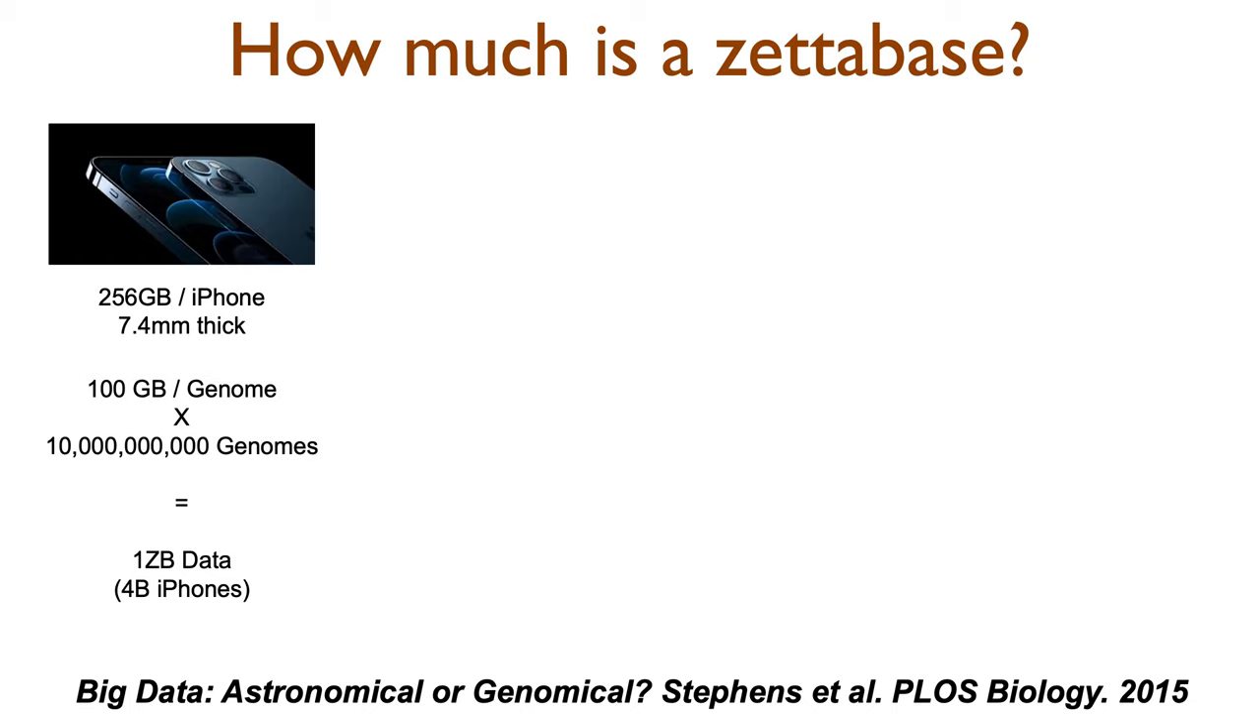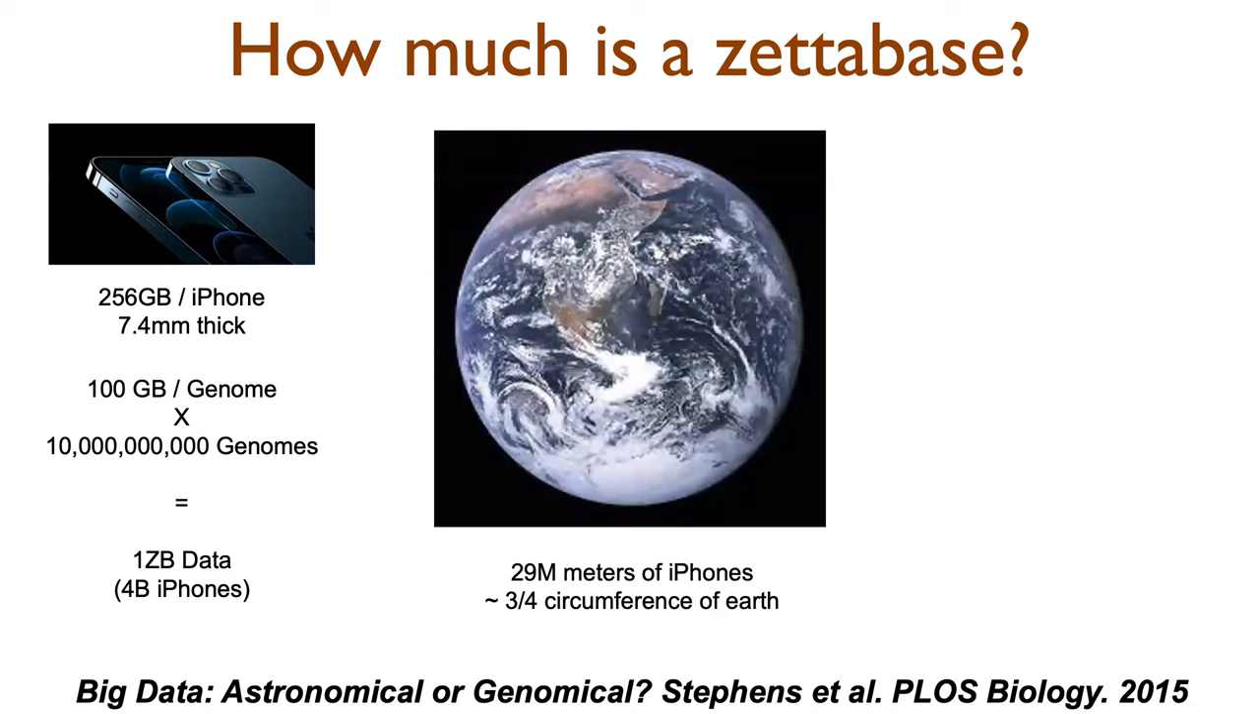But what we're starting to learn is it is often important to resequence your genome over time, especially in the case of diseases like cancer. You may want to resequence the cells in your body many, many times over so that you can track those new mutations that arise all the time. So that's about 4 billion such iPhones. If you were to lay them out edge to edge, this would get you not quite all the way around the Earth, but pretty close.